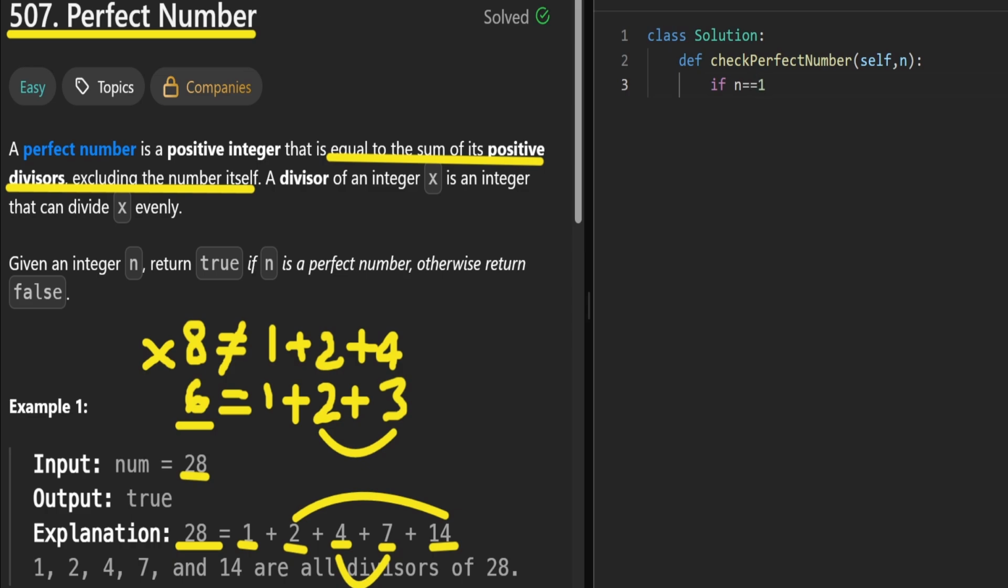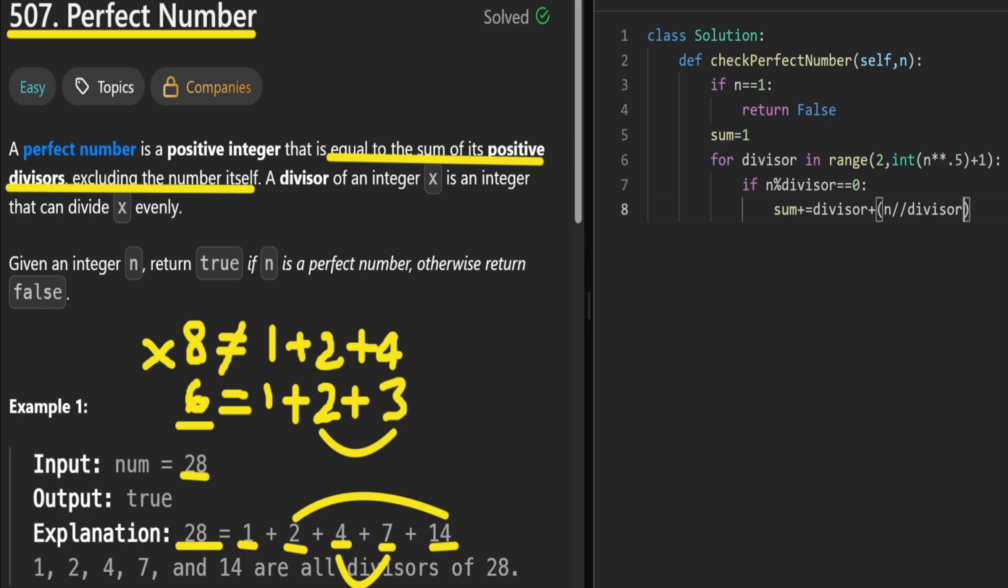First, number 1 is not a perfect number because sum of its proper divisors is 0, not 1. Initialize a variable to keep track of the sum of divisors. Start with 1, since 1 is a divisor of every integer. Now we're going to check for potential divisors from the range 2 to square root of n. If divisor divides n evenly, add both divisor and n divided by divisor to sum. Notice that we use integer division to make sure we're adding whole numbers, not floats.